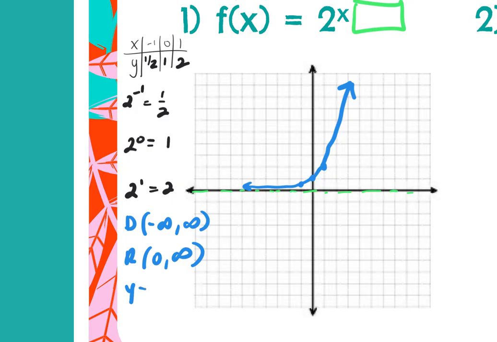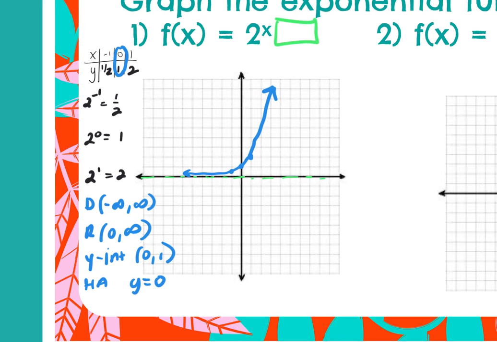Your y-intercept you can either get from your graph, or if you use 0 as one of your t-chart points, then it's (0, 1). And your horizontal asymptote is at y equals 0 unless it has a vertical shift. Good?